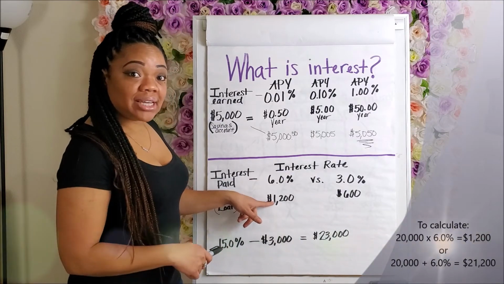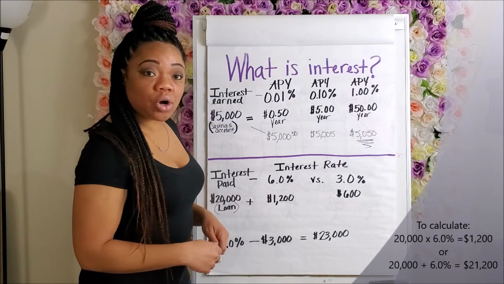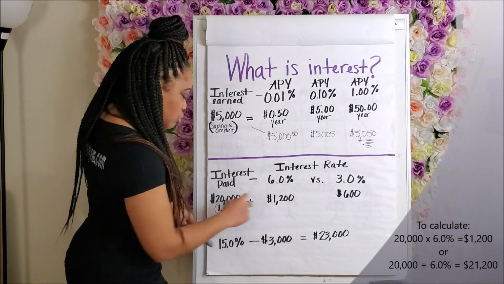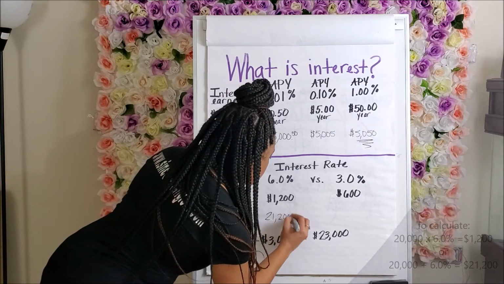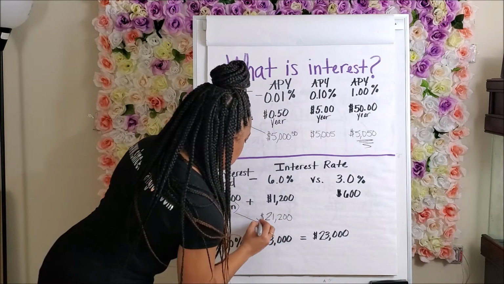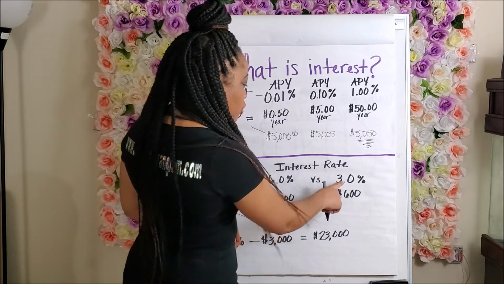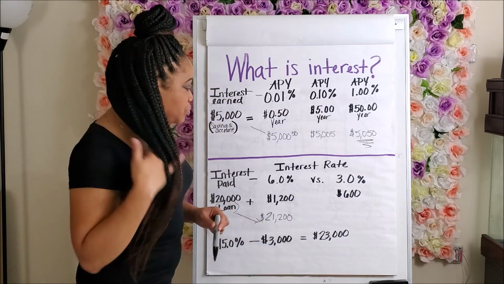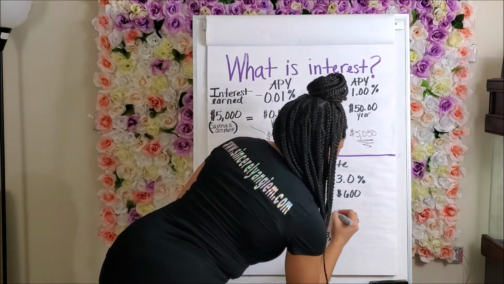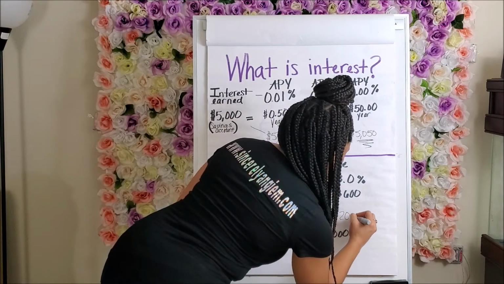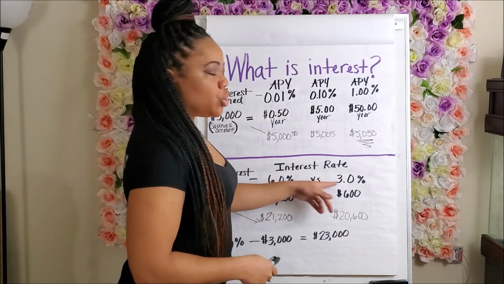That means at the end of our loan, or by the time we're finished paying, we will have paid $1,200 extra. So $20,000 plus the $1,200 is $21,200. That's how much we will have paid at the end of the loan with a 6% interest rate. Now, if you have a 3% interest rate, you're only paying $600 extra. So at the end of your loan, you will have paid $20,600.